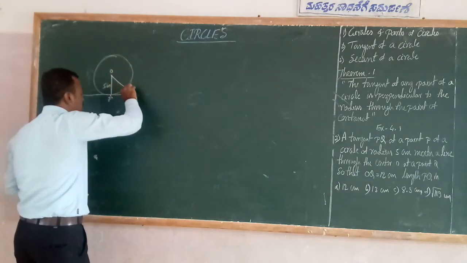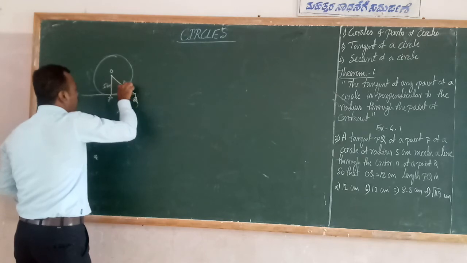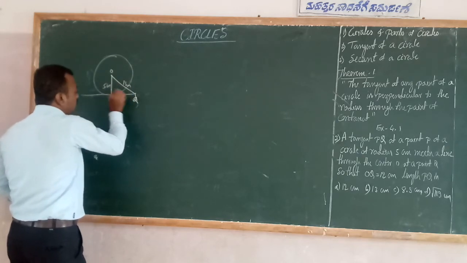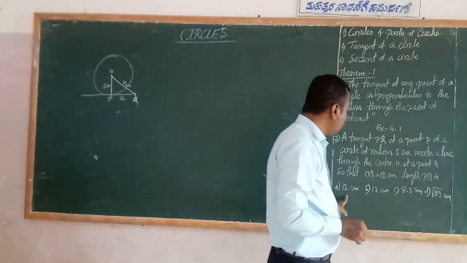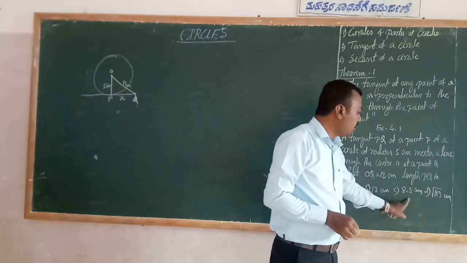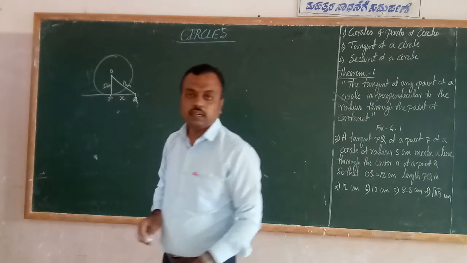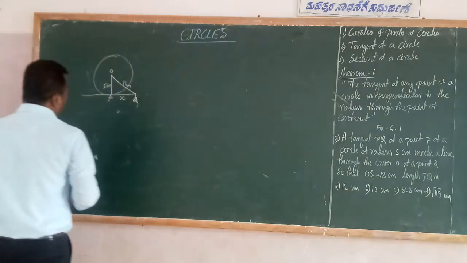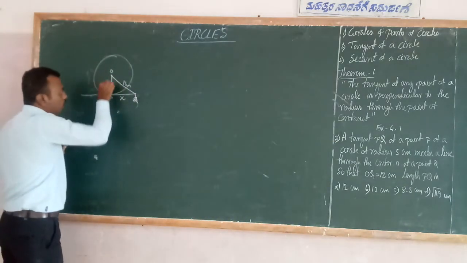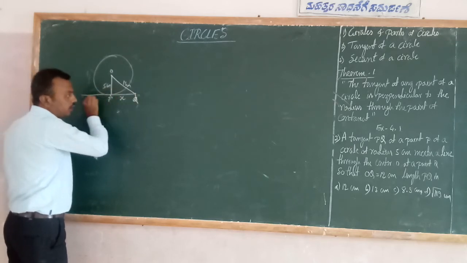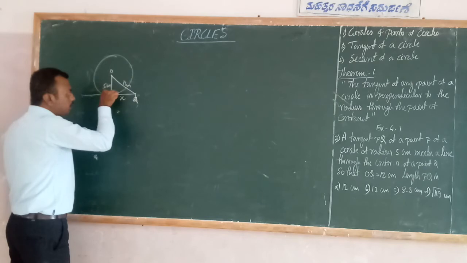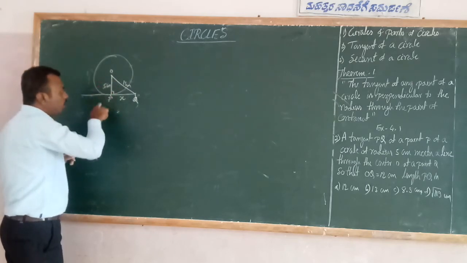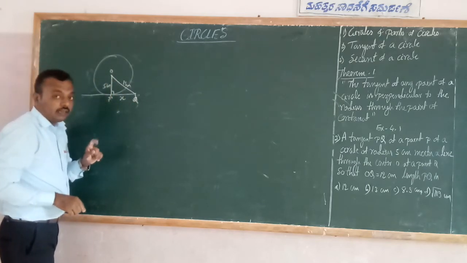OQ is 12 cm. We have to calculate the length of the tangent. We don't know it, so we call it x. The options are 12 cm, 30 cm, 8.5 cm or root 119 cm. Which is correct? We have to find it. Very simple, students. This radius is perpendicular to the tangent of the circle, from theorem number 1. That's why this becomes 90 degrees and OPQ becomes a right angle triangle.